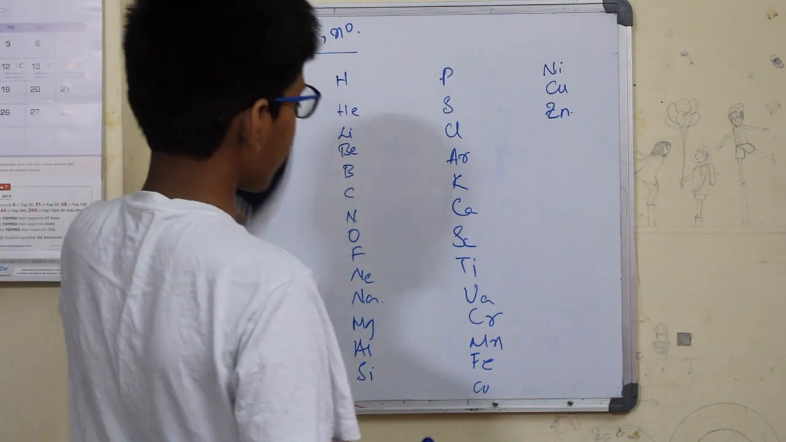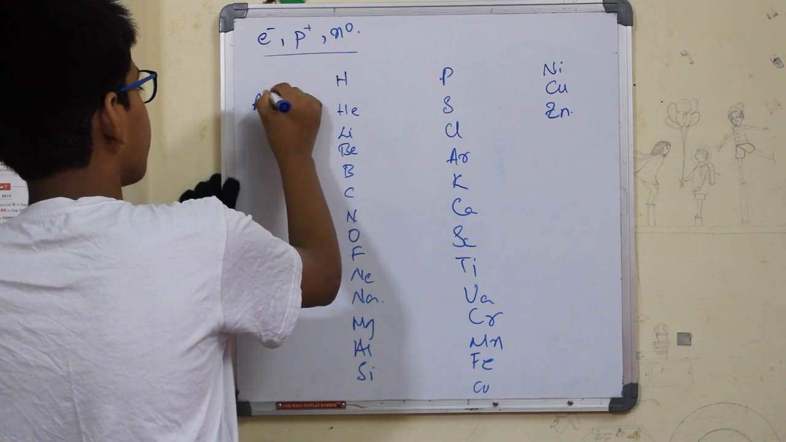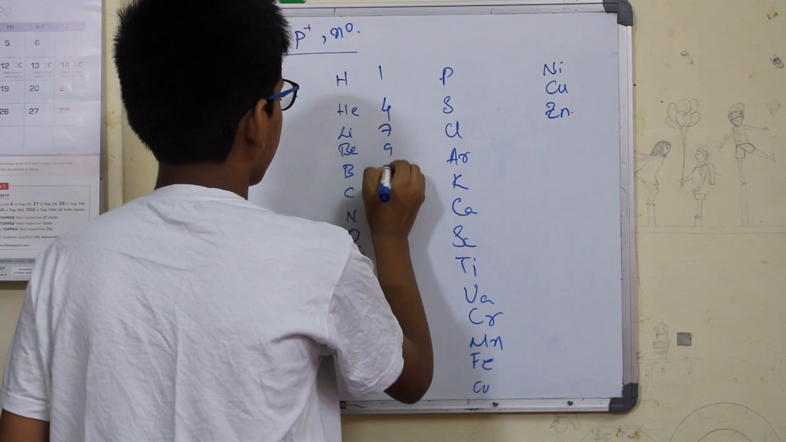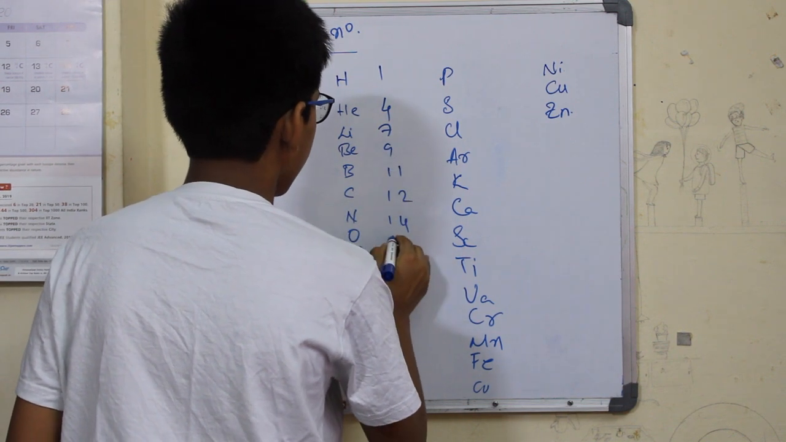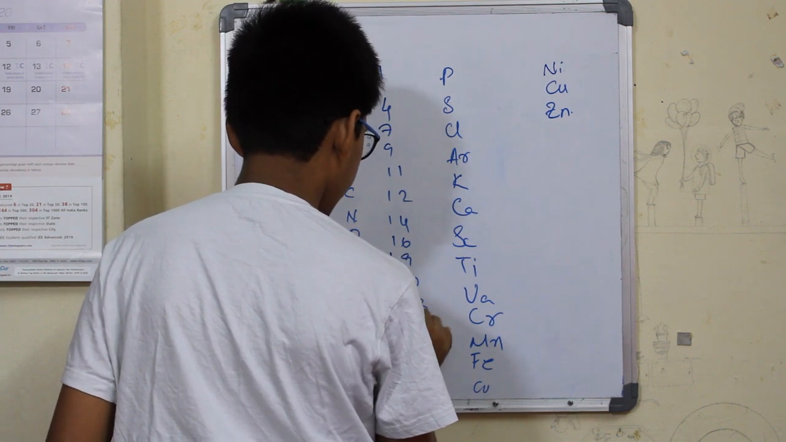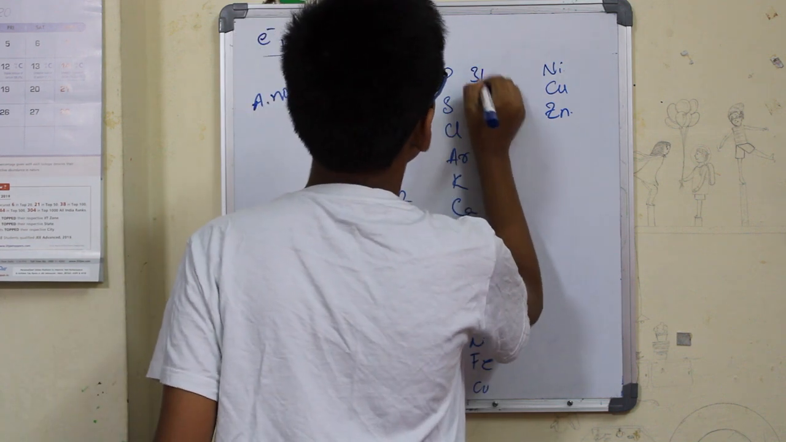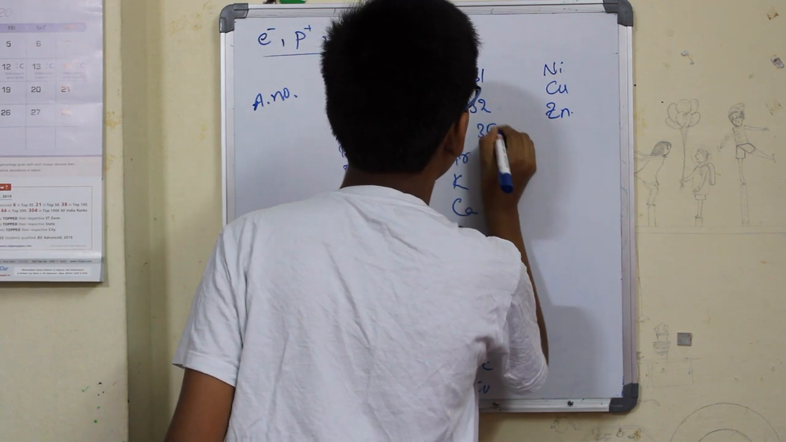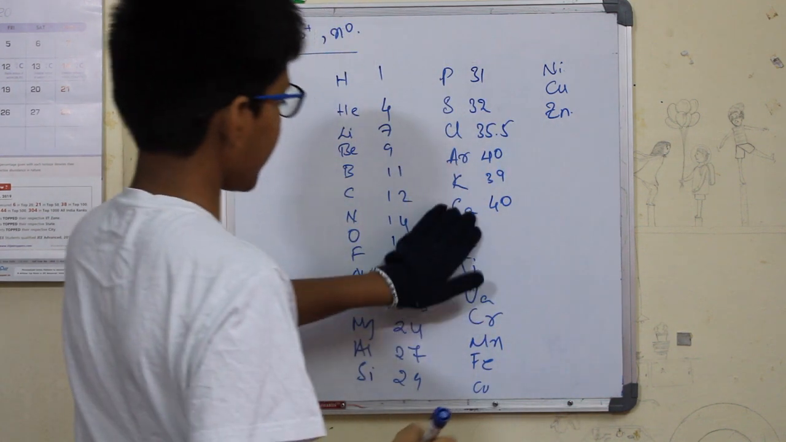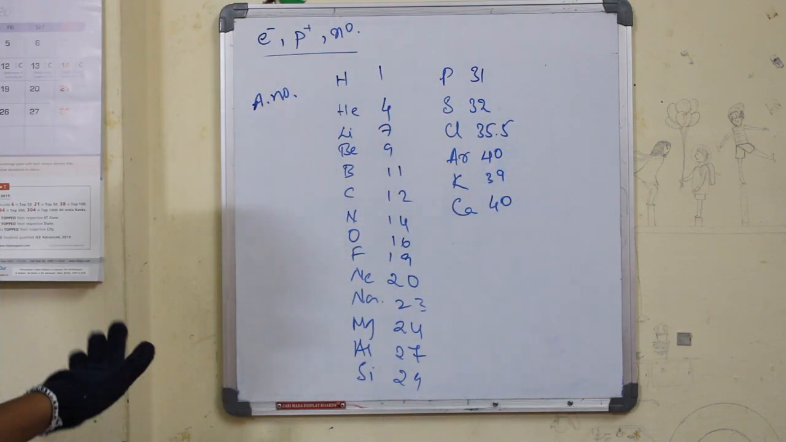Now they have their serial number in this correct order, which is called the atomic number, and the mass numbers I'll write: 4, 7, 9, 11, 12, 14, 16, 19, 20, 23, 24, 27, 29, 31, 32, 35.5, and we have 40, we have 39, and we have 40. Till here we need, this is enough. Okay, so these are enough till now.